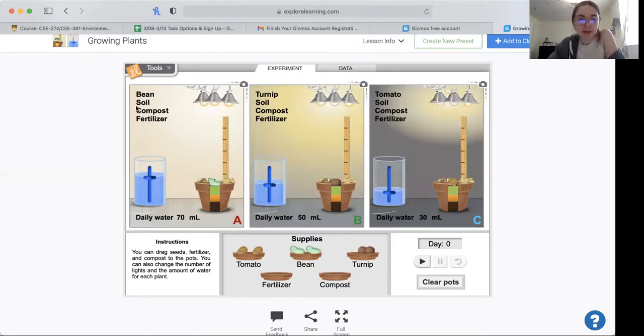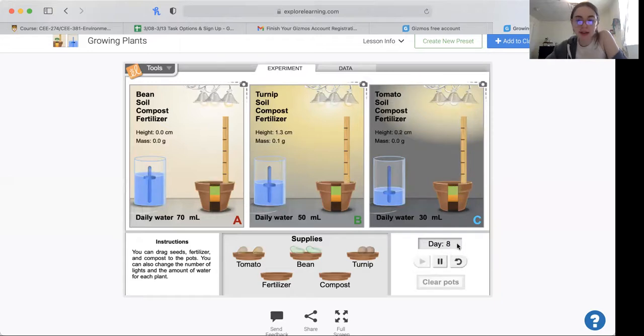In A, you have the beans, soil, compost, fertilizer, and all three lights are on, and you're giving 70 milliliters of water daily. This one is the turnips with only two lights on and 50 milliliters of water daily. And in C, we have the tomato with only one light on and 30 milliliters of water. So you can take a second here and guess which condition you think is going to grow the tallest and the healthiest plant. And think about it based on some prior knowledge. Okay, now let's play it and let's see.